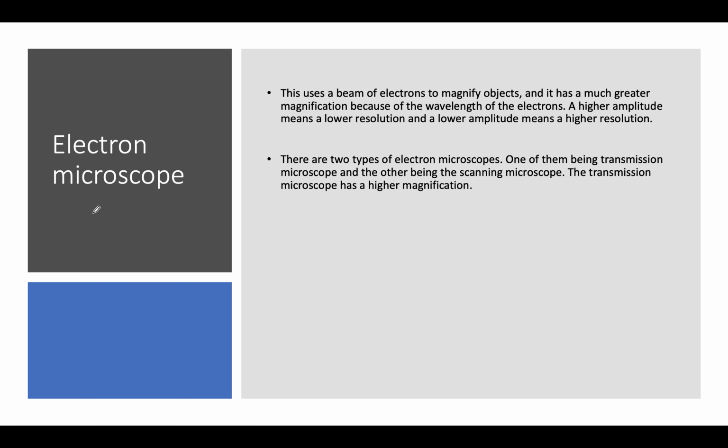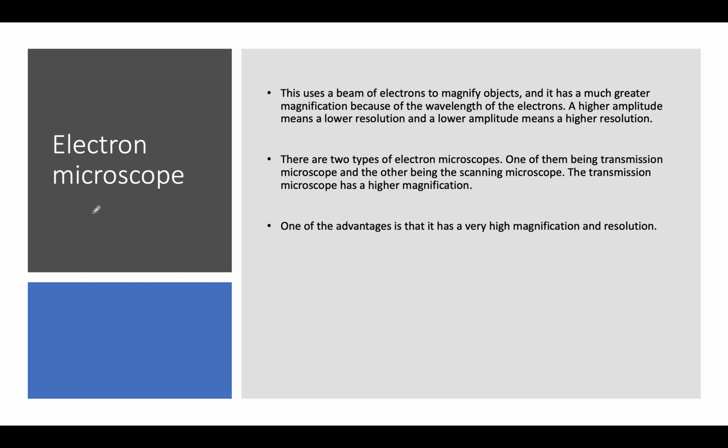The electron microscope uses a beam of electrons to magnify objects, and it has a much greater magnification because of the wavelength of the electrons. A higher wavelength means a lower resolution, and a lower wavelength means a higher resolution. There are two types of electron microscopes, one of them being the transmission microscope and the other one being the scanning microscope. The transmission microscope has a higher magnification.